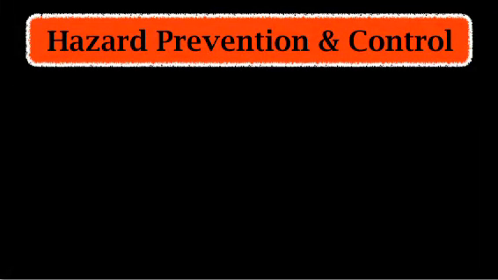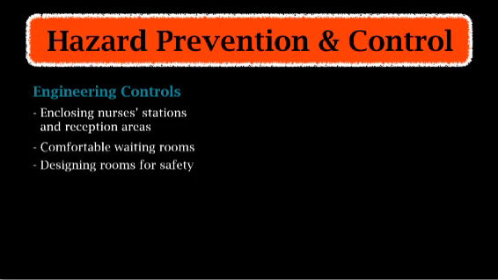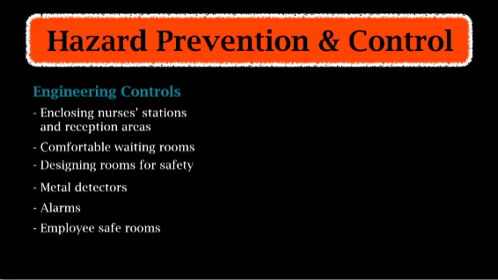The third element is hazard prevention and control. The Workplace Violence Prevention Task Force must determine risk reduction, intervention, practices and policies, and then implement them. As you begin the process, think about the following. Engineering controls. These could include enclosing nurses' stations and reception areas, comfortable waiting rooms, designing rooms for safety with 2 exits per room, thoughtful furniture arrangements, better lighting, metal detectors, alarms, and employee safe rooms.